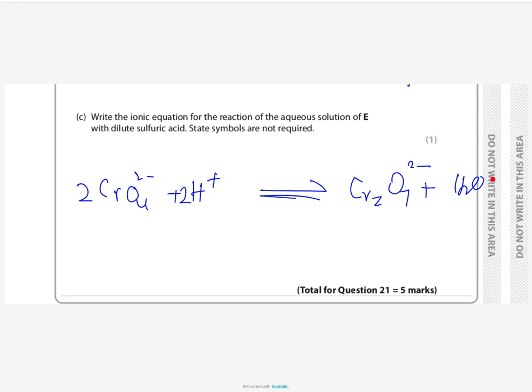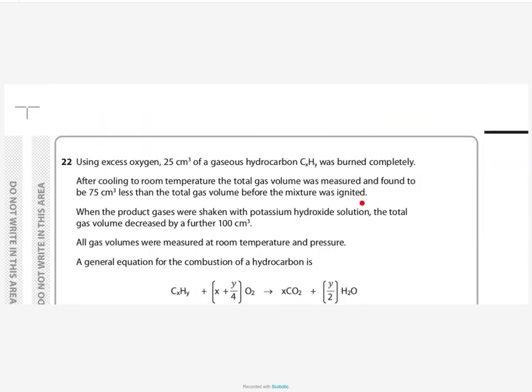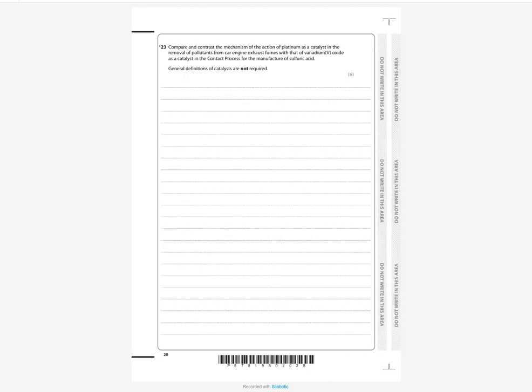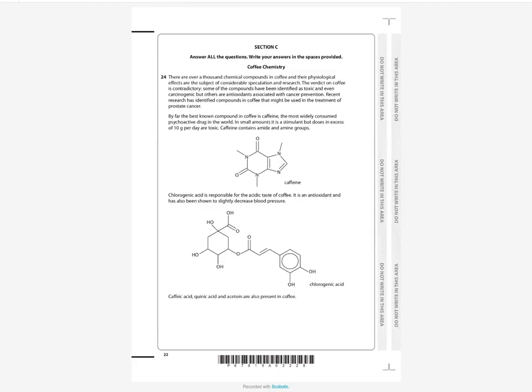Any questions there? How many more questions to complete? 22. There's section C also.